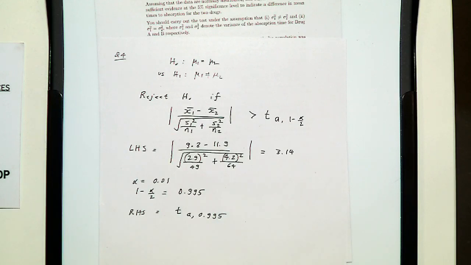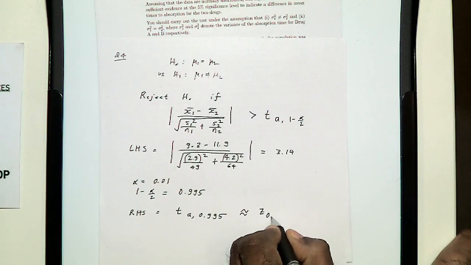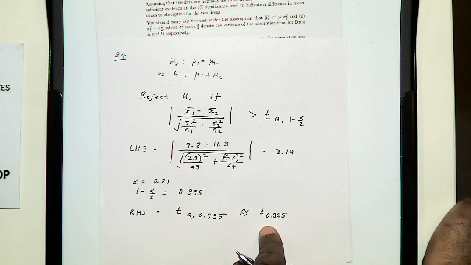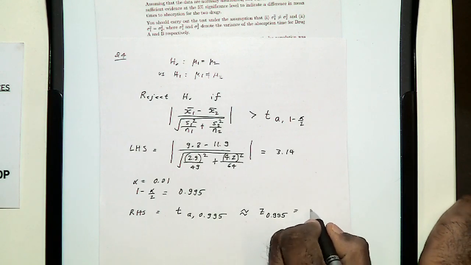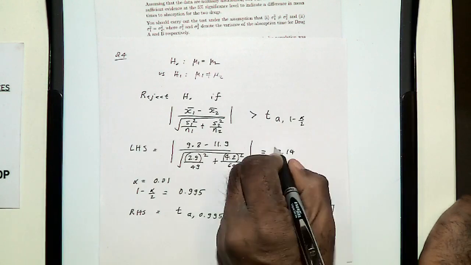So in a situation like this, if the sample sizes are 49 and 64, greater than 25, then, as I mentioned before, you can approximate the t percentile by the z percentile. So this is approximately equal to the Z percentile at 0.995, because the sample sizes are large. Anything greater than 25 is considered large in statistics, right? Now you can read this easily from the normal table, and this will turn out to be 2.576. So this is the right hand side, and this is the left hand side.